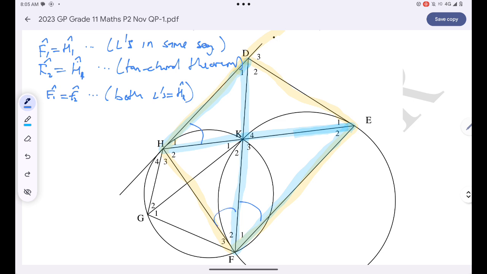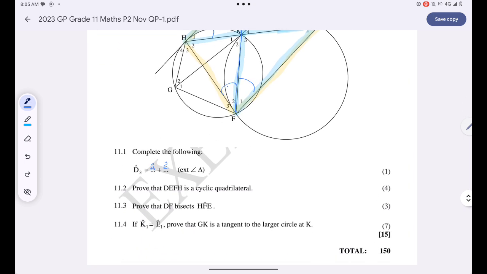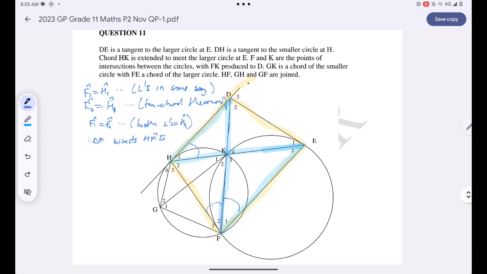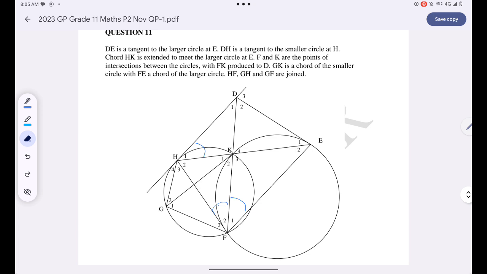So if these two angles are the same, therefore DF bisects HFE. If these two angles are the same, that means this line over here bisects the angle HFE. Okay, now let's move to 11.4. Let me erase here to create some room to write. 11.4.